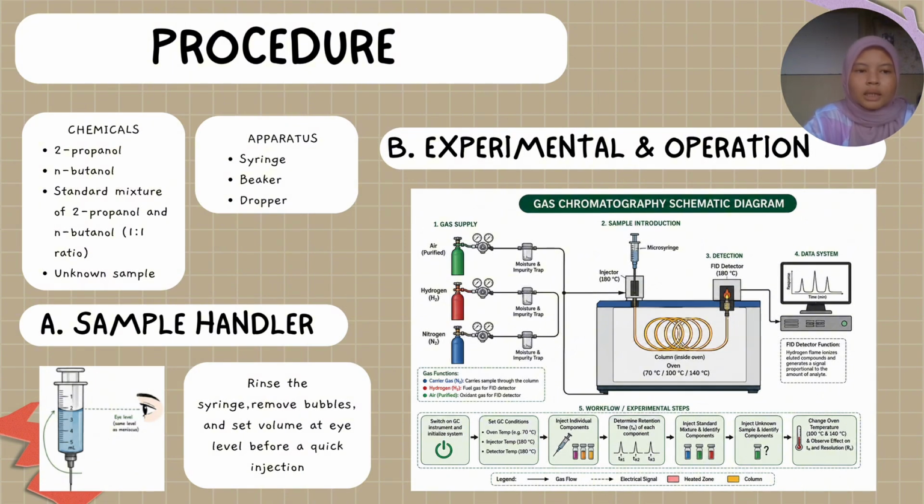To study the effect of temperature, the oven temperature is later changed to 100 degrees Celsius and 140 degrees Celsius, and the retention time and resolution of the components are observed. The detector converts the separated compounds into electrical signals, and these signals are amplified and sent to the computer. The computer then plots a chromatogram which displays the detector response against time, where each peak represents a different compound.